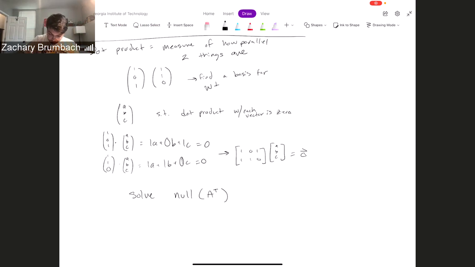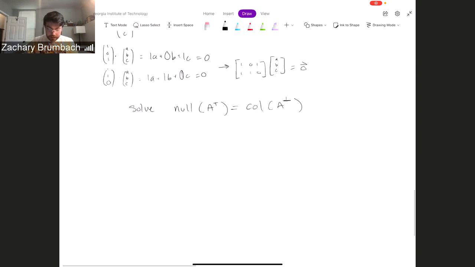So the null space of A transpose is equal to the column space of A perp. Likewise, the column space of A transpose equals the null space of A perp.